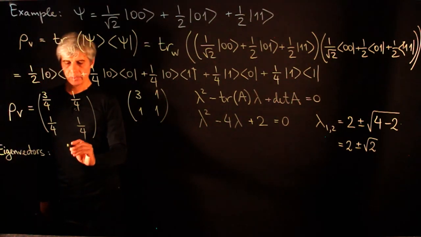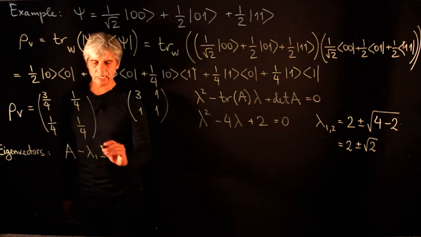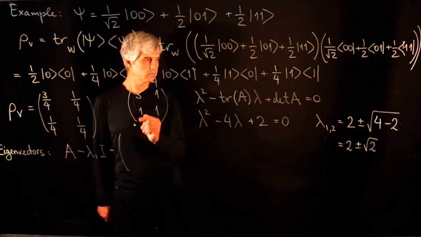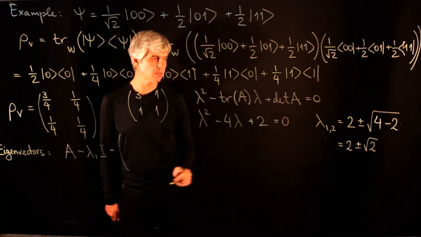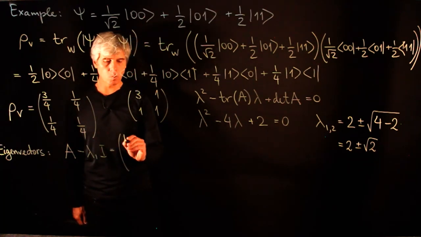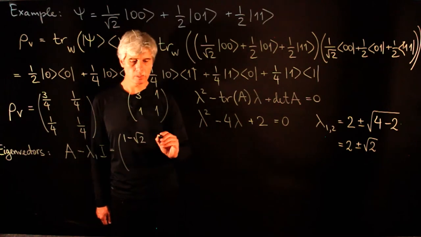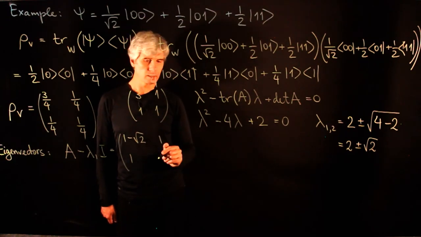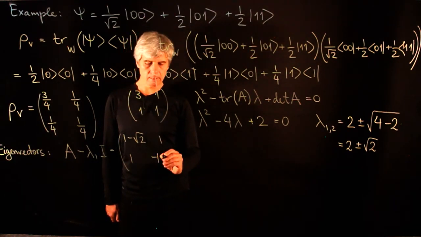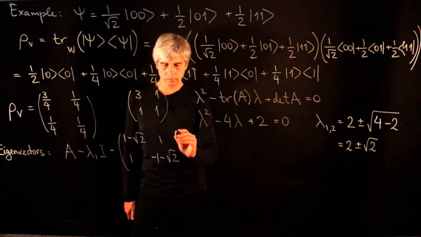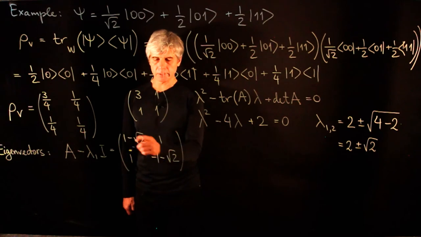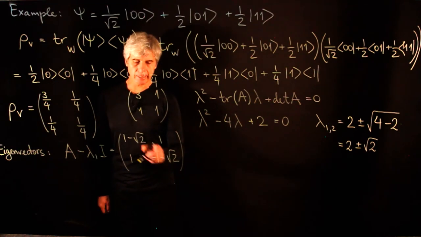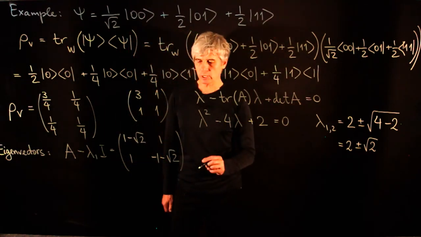So we have A minus lambda 1 times identity. So that's the following matrix. It's 3 minus lambda 1. So it's going to be 1 minus square root of 2, 1, 1. And here we get minus 1 minus square root of 2. Well, one can verify that the product of two diagonal entries is equal to 1. So in fact, this matrix has rank 1, so the rows are proportional here.